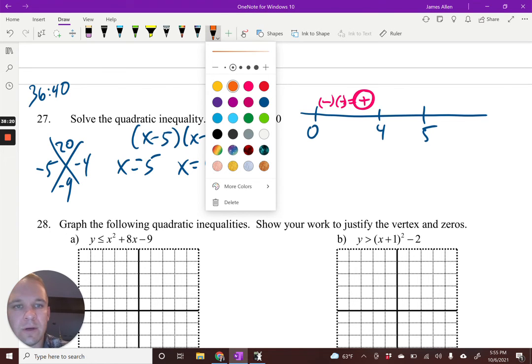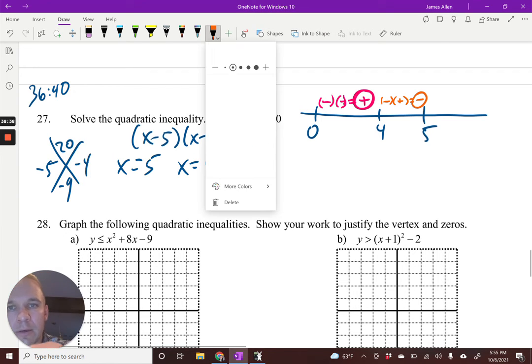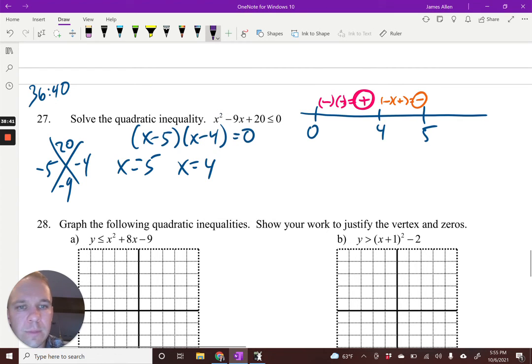Now for my next one, I'll use a different color. So if I plugged in, say, 4.5. Well, 4.5 into the first factor is a negative number. Into the second factor, it's a positive number. So negative and positive. That's overall negative. Okay? And then my last one, I'll go purple. If I plug in, say, 6. 6 is larger than 5. So here what I got is, let's see here. 6 would give me positive in the first, positive in the second. So positive gives me overall positive. Beautiful.